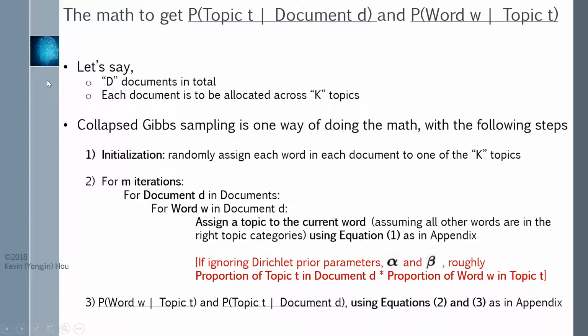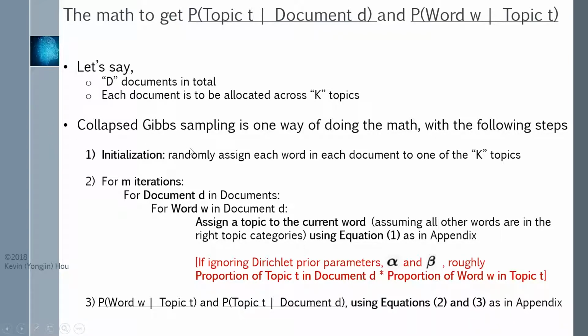The LDA algorithm works, on a high level, like this. Again, there are different math approaches to get those two hidden structures, but we're going to talk about LDA and more specifically the collapsed Gibbs sampling method of LDA implementation. So let's see, we have D, uppercase D, documents in total, and each document is to be allocated across K topics, and K is an integer. So that's what we have, and that's what we want to do.